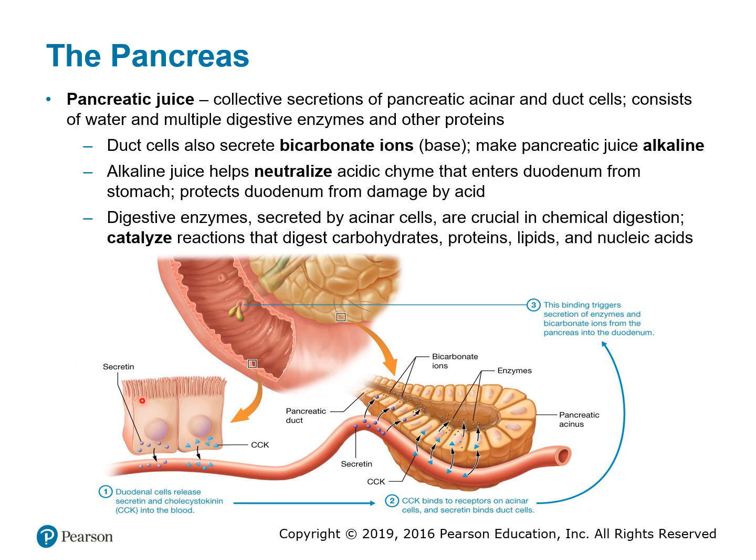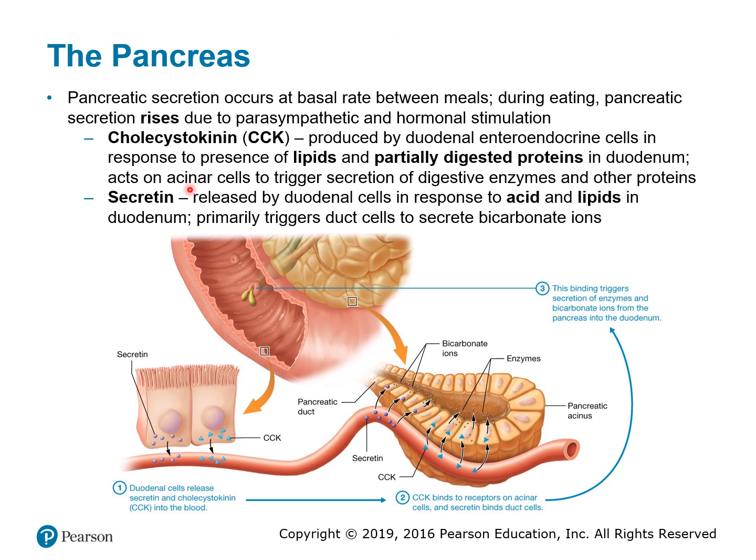By the way, what produces the, oh, it's in the next slide, I'm sorry. So then, there are cells that produce hormones that enhance the pancreatic juice. You have secretin, which is produced by the duodenal cells. These are the duodenal cells, which are here.